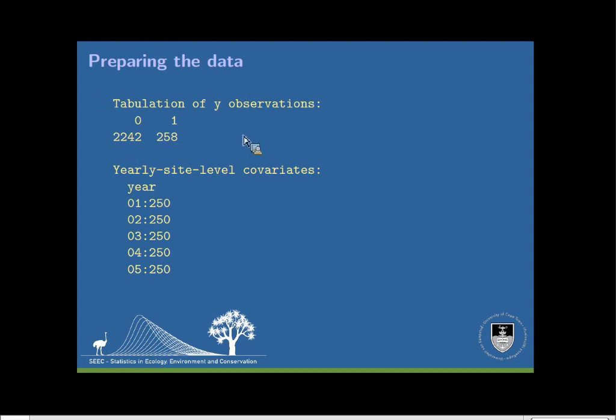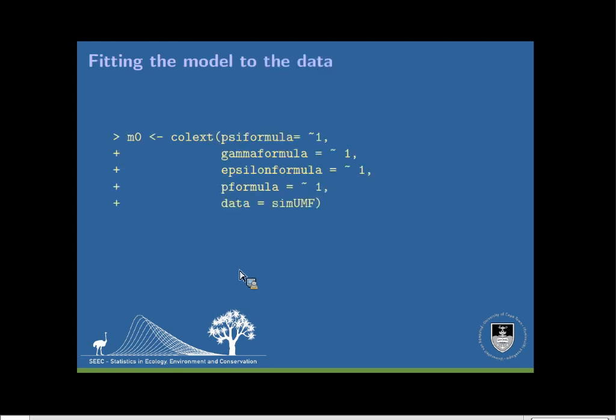Then here a tabulation of observations. So in our case, we had 258 detections and 2,242 non-detections. So it also again gives you an option to quickly check that things are correct. Then it gives us a summary of the covariates. In our case, we only have 1 called year, and it's a factor. So you can see it's a factor here. We've got 250 observations in year 1, year 2, 3, 4, 5. So that means those are the 250 sites, and that's the dimension of our covariates.